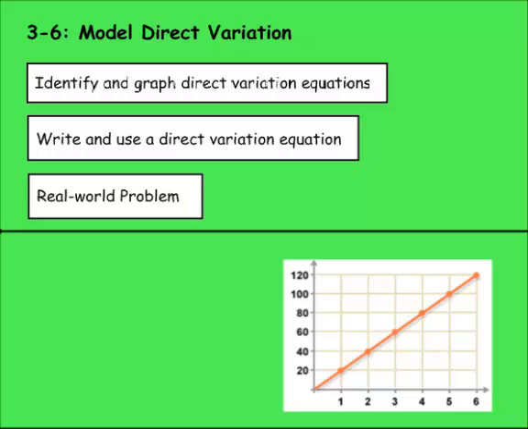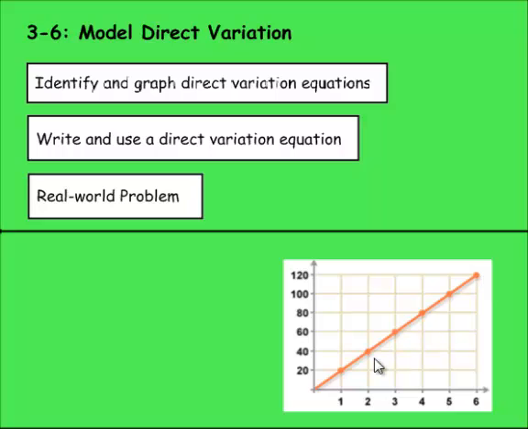Direct variation means that there's a relationship between the x and the y, the input and the output if you're doing a function. So in this case, we would see that when x is 1, y is 20. When x is 2, y is 40. 3, 60, 4, 80. See how this is always 20 times what x is? That's direct variation. There's a constant change between 3, 4, 5, and 6. It's always going up by 20.